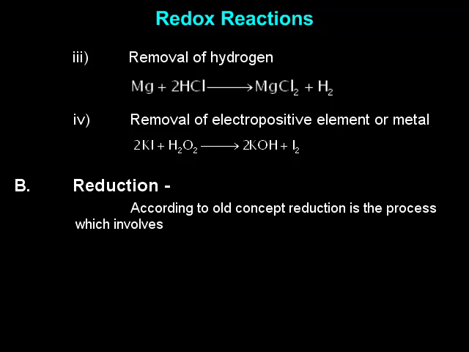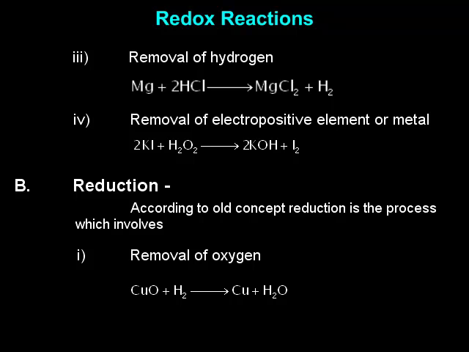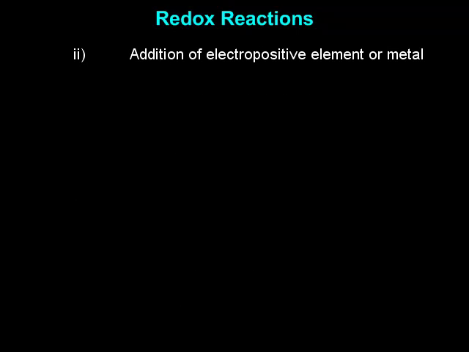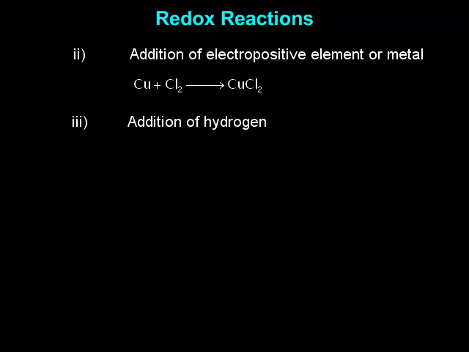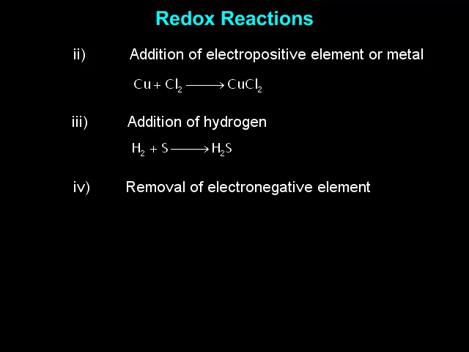Reduction. According to the old concept, reduction is the process which involves the removal of oxygen. CuO plus H2 gives Cu plus H2O. Addition of electropositive element or metal. Cu plus Cl2 gives CuCl2. Addition of hydrogen, H2 plus S gives H2S, and removal of electronegative element, AlCl3 plus 3Na gives 3NaCl plus Al.